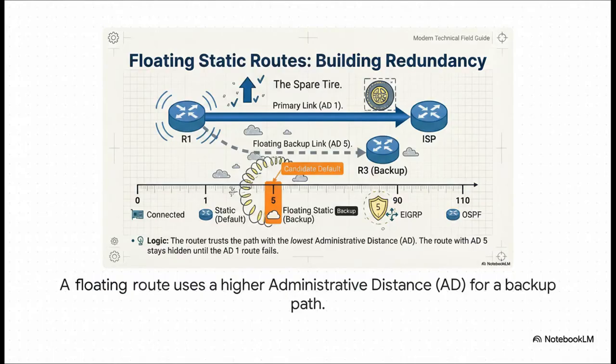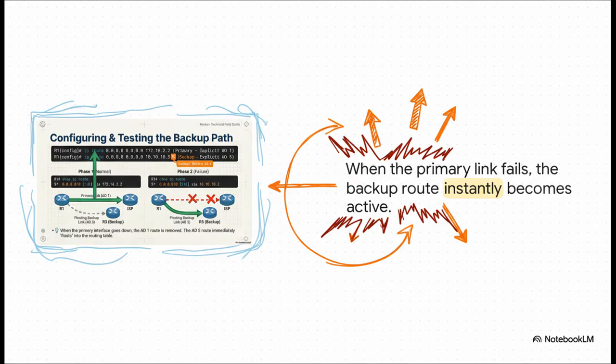And that brings us to the floating static route. The logic here all comes down to that administrative distance, or AD, that we saw a minute ago. Just remember, the lower the number, the better. It's more trustworthy. Our primary route has that default AD of 1. What we do is configure a second static route through a backup link, but we manually give it a higher AD, something like 5. The router will always prefer the AD 1 route, keeping our backup route hidden, until the moment it's needed.